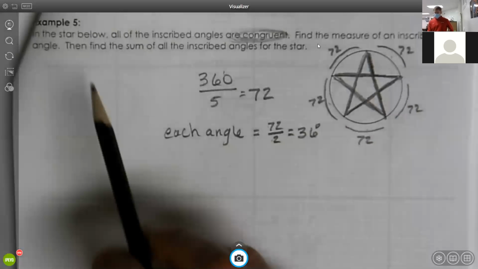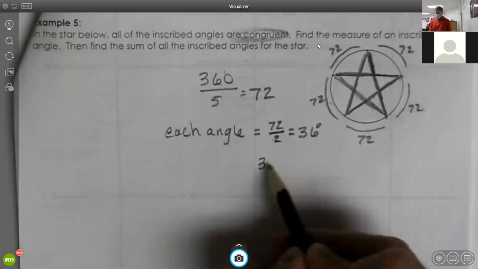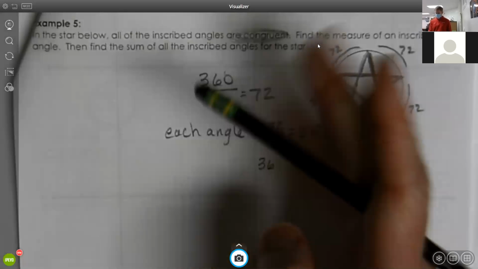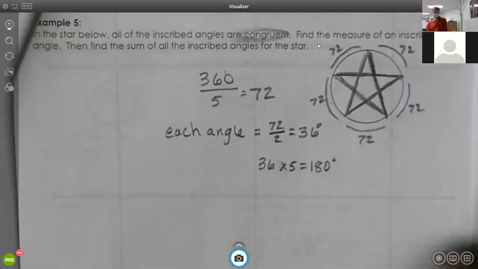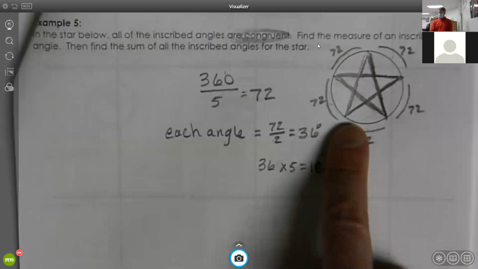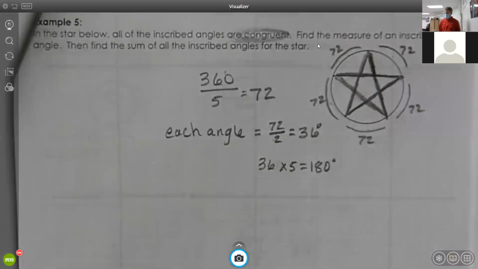Then find the sum of all the inscribed angles. That would be 36, and there are 5 of them. And we notice that they are going to add up to half of what the whole circle does, because when you look at each one of those, they cover 1/5 of the whole circle, and half of that is 180. So there are 5 of those. 5 times 36 is 180.